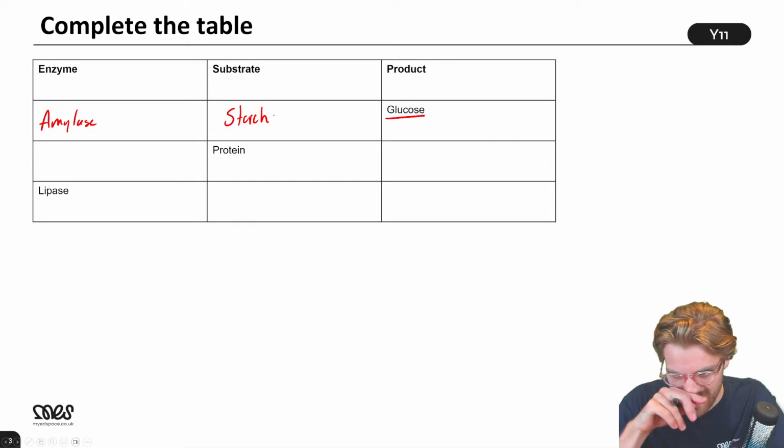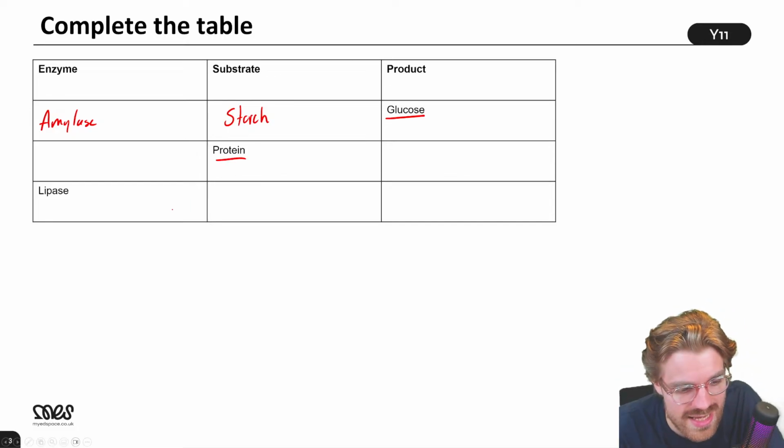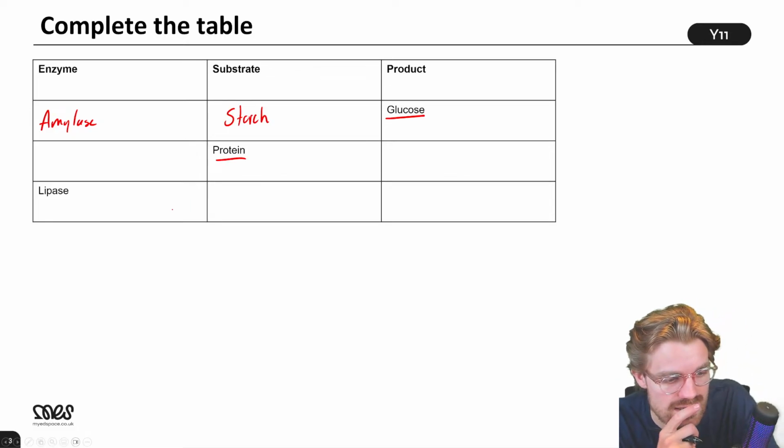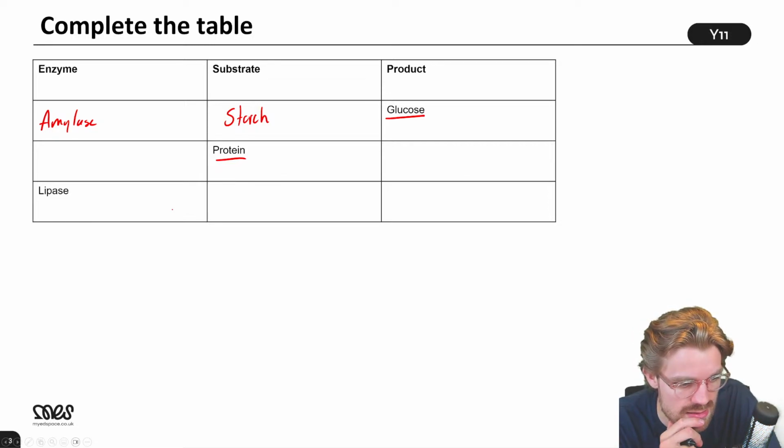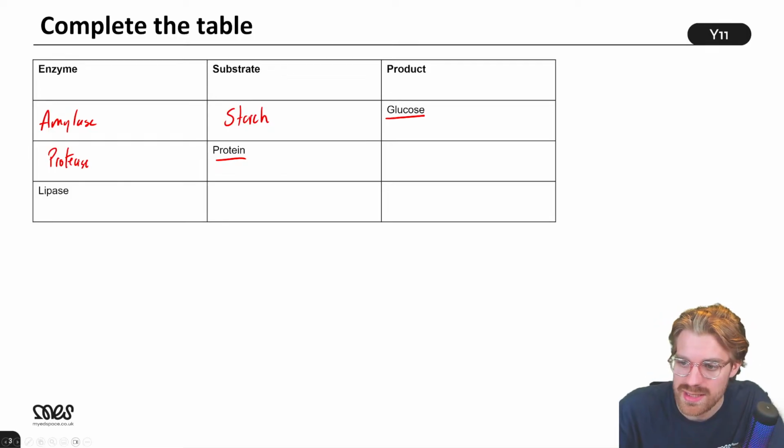Very good. We are breaking down the starch into the glucose. All right, let's talk about proteins. What is the enzyme that's breaking down proteins then? That is going to be our protease. Excellent, our protease breaking down those proteins.